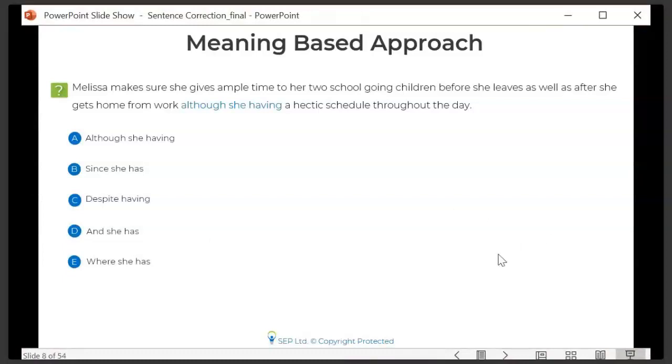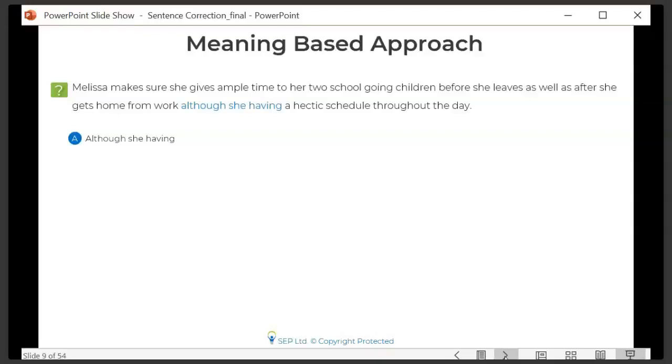Okay. So now, as I said, I'm going to explain this meaning-based approach very, very quickly to you. But more importantly, I will establish why it is important that you understand the meaning of the original sentence. Why is it important to understand the meaning of choice A before you proceed with eliminating the incorrect answer choices? Okay. So hold on to that thought. So if we look at choice A, I'm taking this as choice A. Choice A said, although she having.